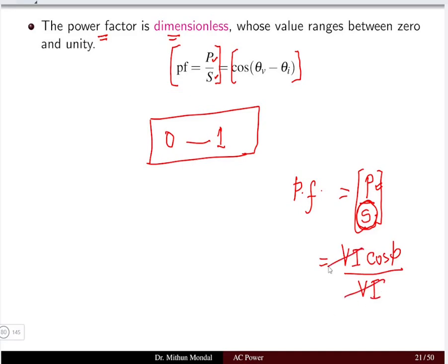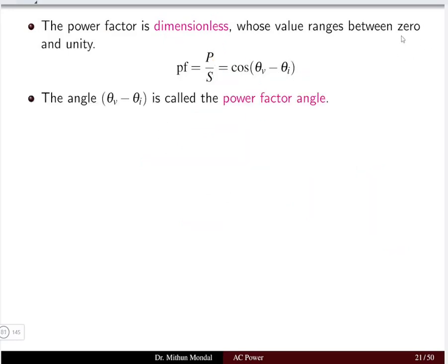So these will cancel out each other, and then the power factor will be equal to cos phi. So power factor is equal to cos phi, where phi is the angle difference between the voltage and the current, and its value lies between 0 to unity, which is very important.